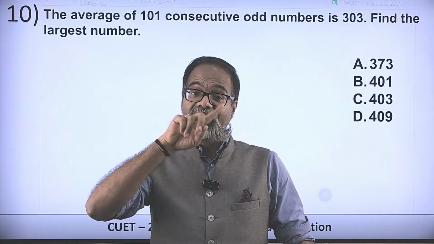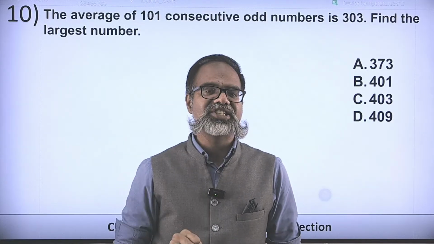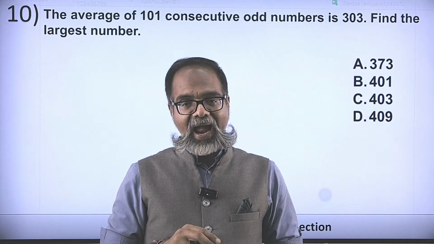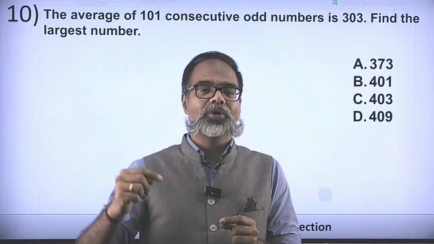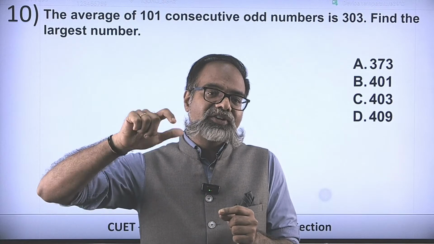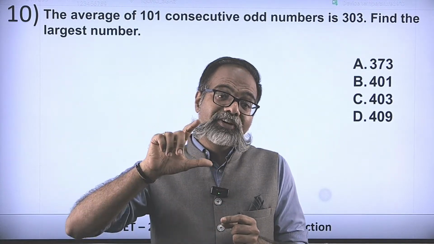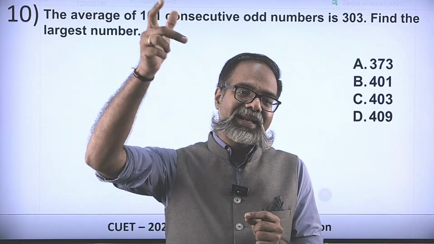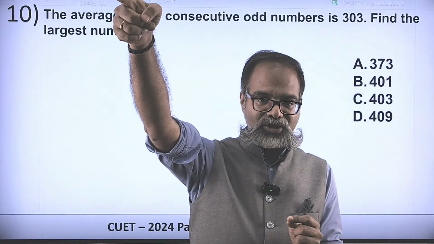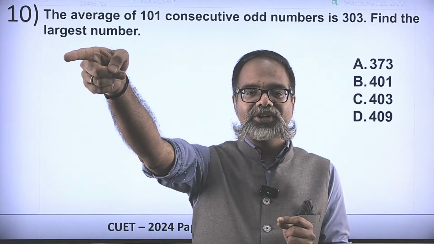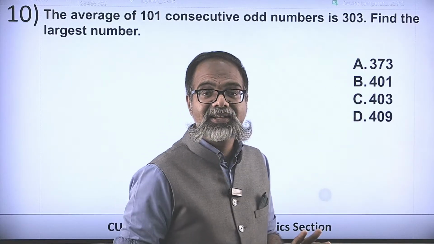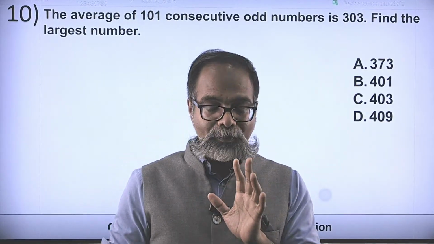Great. And for 101 numbers, the middle number is the 51st number. So the 51st number is 303. And every number after it is 2 more. And there are 50 more numbers after it. So when every number after it increases by 2, for 50 numbers after it, the total increment will be 50 multiplied by 2, which is 100. So the 50th number after 303 will be 100 more than 303. 303 plus 100 is 403. Option C. That's it. Did you get what I'm trying to say? I hope you understood this logic, right?